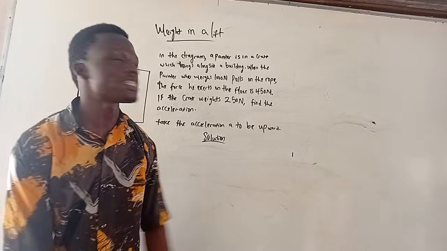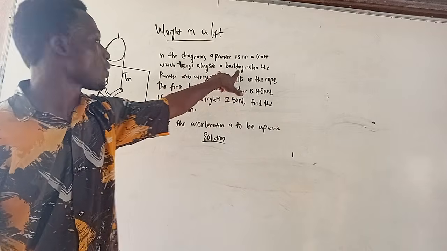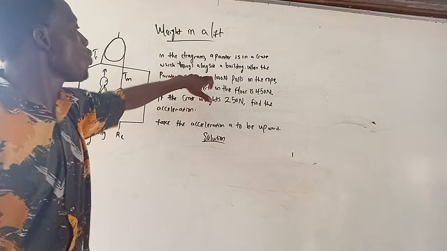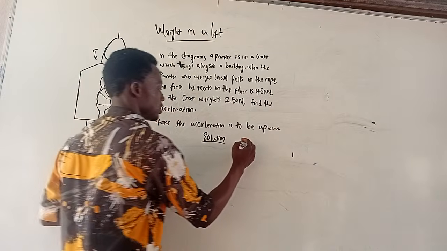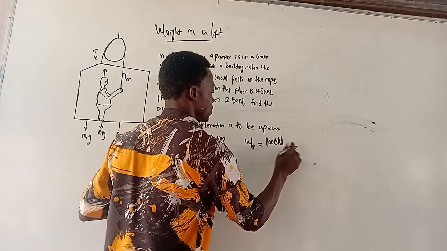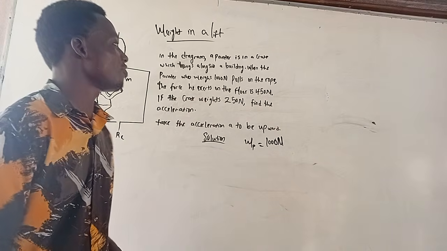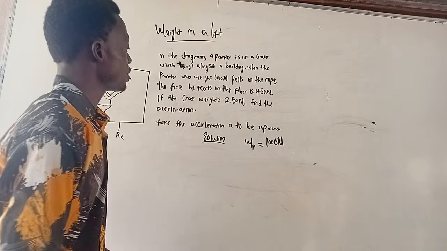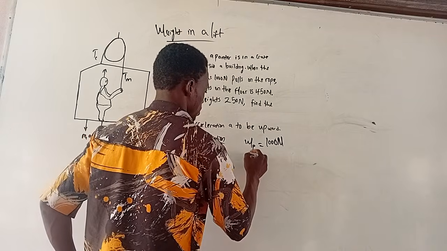A painter is in a crate, which hangs alongside the building. The painter weighs 1,000 Newton. Now, weight of the painter, let's write it here. Weight of the painter is what? 1,000 Newton. He pulls on the rope, and the force he exerts on the floor is 450 Newton. So let's call that our normal reaction.